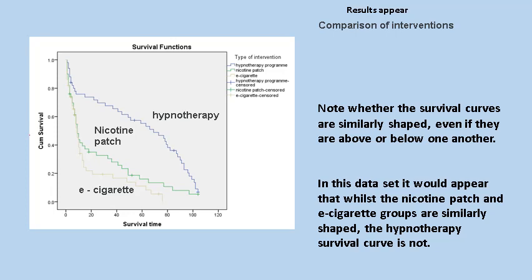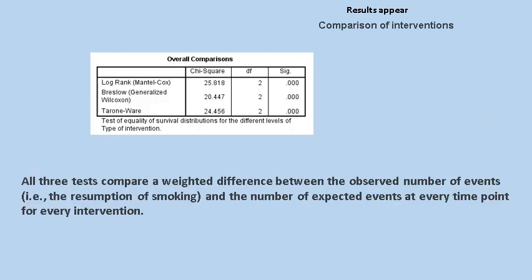Understood? Cumulative survival is slightly higher for hypnotherapy. Nicotine patch and e-cigarette cumulative survival is lower. Now we can look at the results of log-rank, Breslow and Tarone-Ware. These are the test statistics of Kaplan-Meier analysis. Log-rank, Breslow and Tarone-Ware all show chi-square values, a degree of freedom and a significance value.